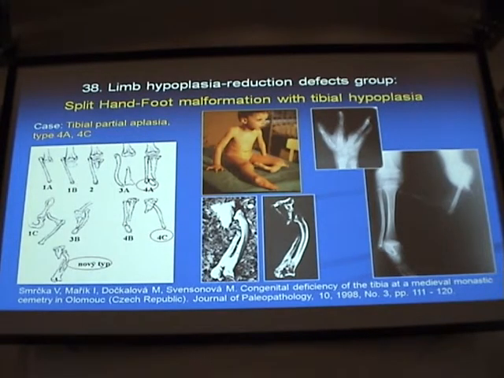This is a patient with so-called split hand foot malformation with tibial hypoplasia. There is a classification of different types of tibial hypoplasia. We describe some new types. This is type 4A, 4C, and the new type was also described as congenital deficiency of the tibia. It was on the remains of a skeleton that was found at a medieval monastic cemetery in Olomouc. It is in the Czech Republic. This case was reported in the Journal of Paleopathology.